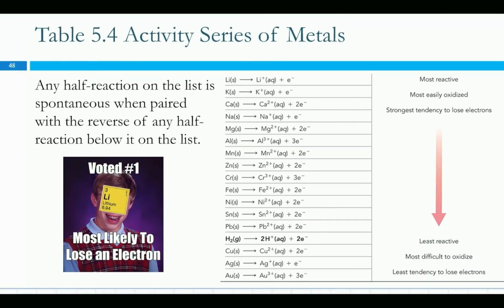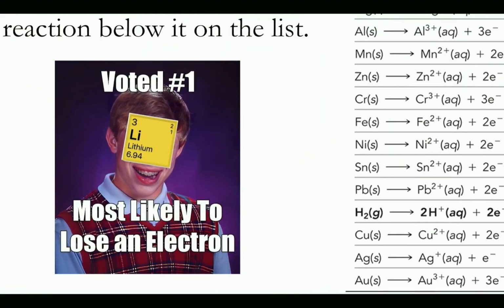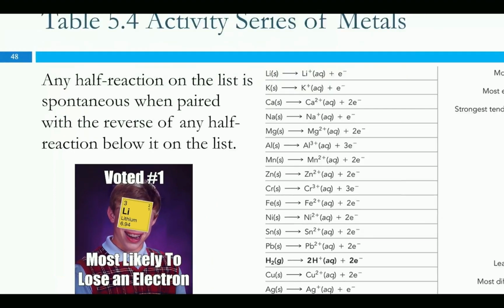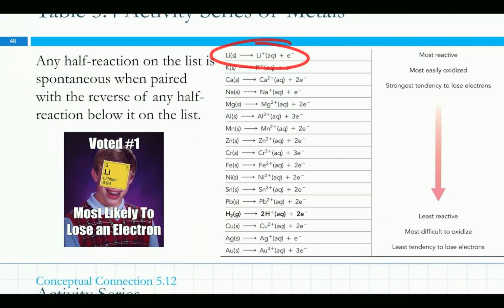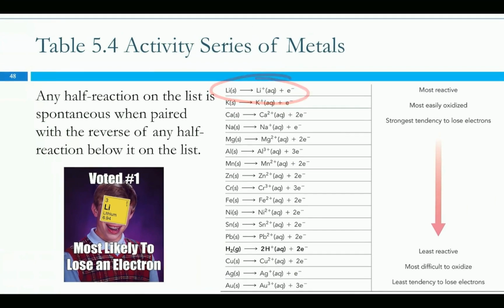This is where I made that meme. It's getting a little old. It's bad luck, Brian. Most likely to lose an electron. He's right up at the top of the list. So basically, lithium is the most likely to lose an electron. So you pair lithium with anything else, and lithium metal will lose its electrons to anything else.